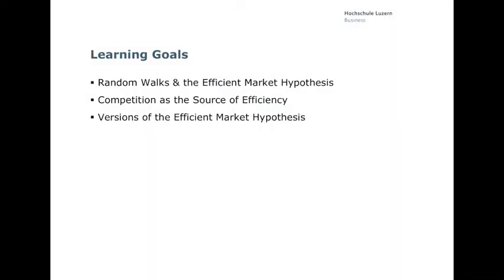The learning goals for session 2.1 are: you should be able to explain random walks and the efficient market hypothesis. You know how competition impacts the source of efficiency, and students should be able to identify the different versions of the efficient market hypothesis.